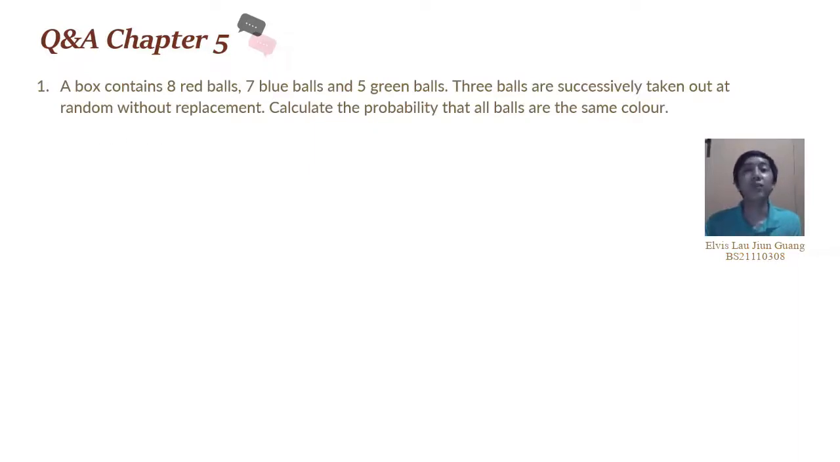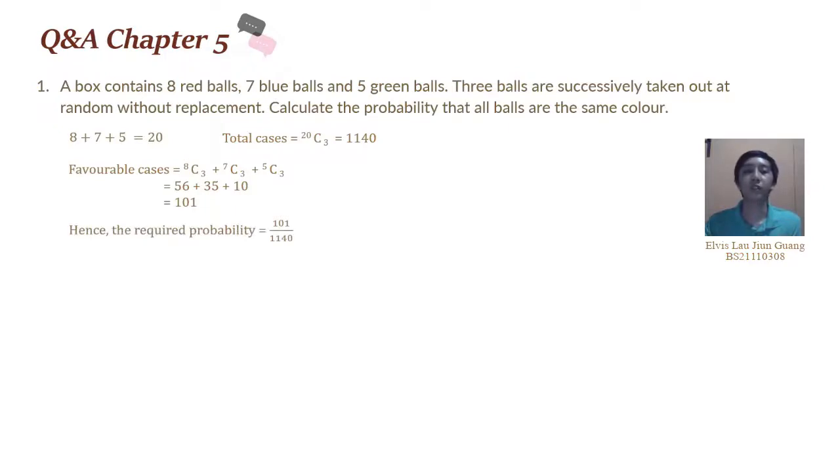First thing first, we need to find the total number of balls, which are 20 balls, and we use it to find the total cases, which is 1140 cases. Next, we need to find the favorable cases for the 3 colors, which are 8 red balls, 7 blue balls, and 5 green balls, and we will get the result of 101 cases. Then we use both the total cases and favorable cases to find the probability, which is 101 over 1140.